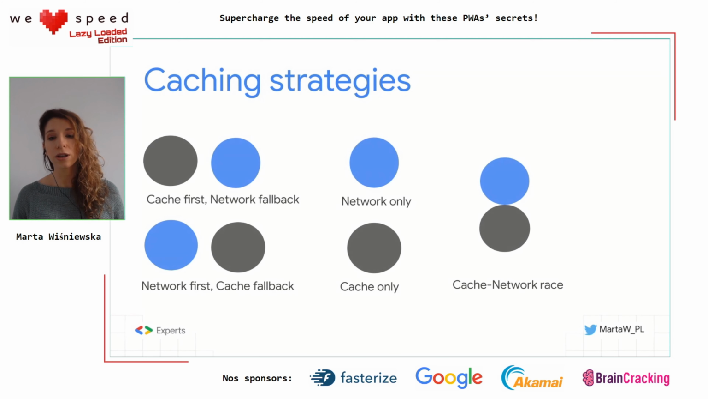And the last option is cache network race. It means that at the same time you try to retrieve data from cache and network, and you use the one that is delivered faster.